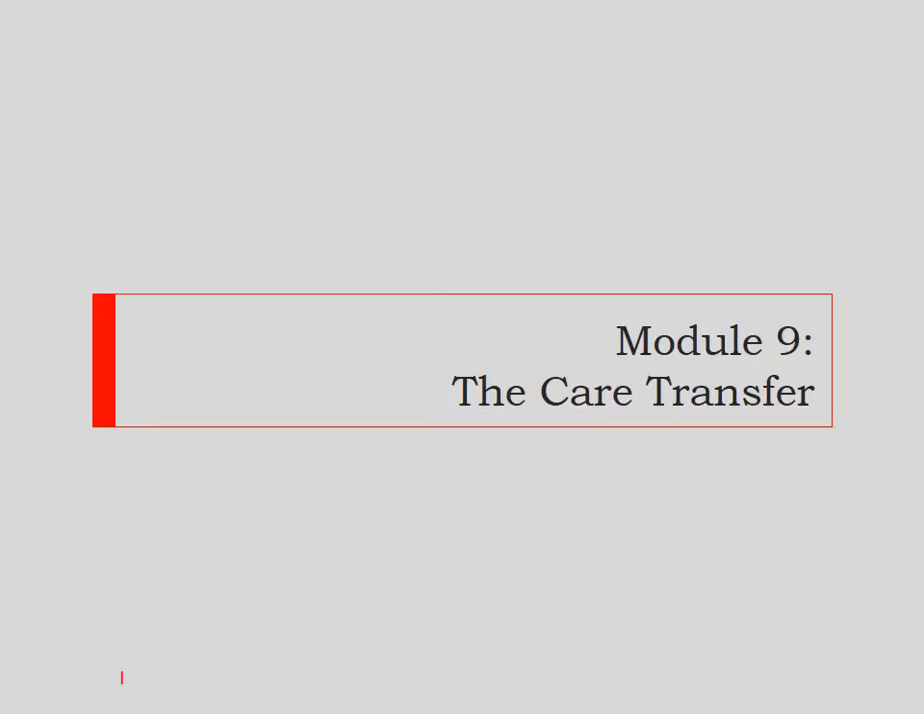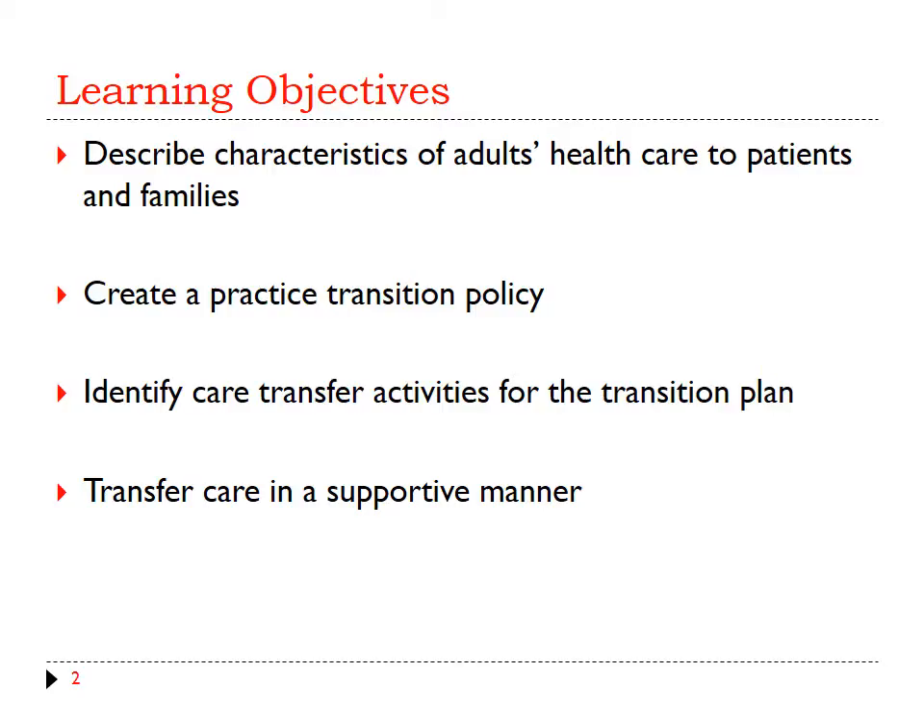Welcome to Module 9, the Care Transfer. This is the 9th of 10 modules in the course. By the end of this module, you will be able to describe characteristics of adult health care to patients and families, create a practice transition policy, identify care transfer activities for the transition plan, and transfer care in a supportive manner.